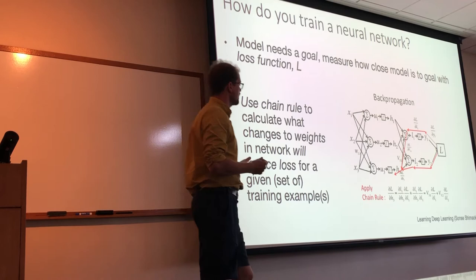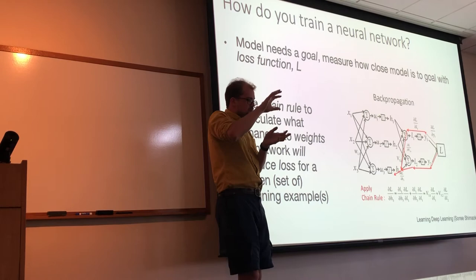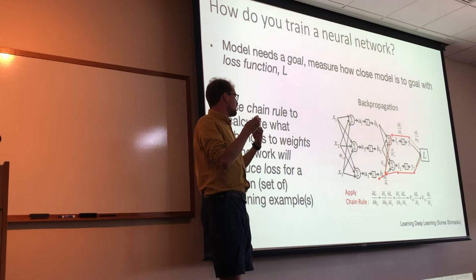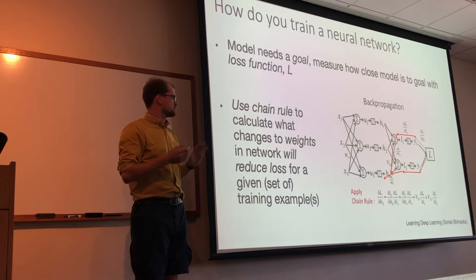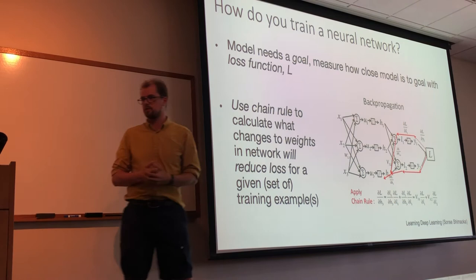Then the difficulty is working out how big a step I should make. I've now worked out how to change the numbers in my matrices, and they're called weights, by the way, I should have said that. I now know which direction to change them, and now it's a question of how big a step I want to make, because I don't want to go too far. So you'll see all sorts of approaches to do this, variations of gradient descent, basically. But that's fundamentally what's going on under the hood.